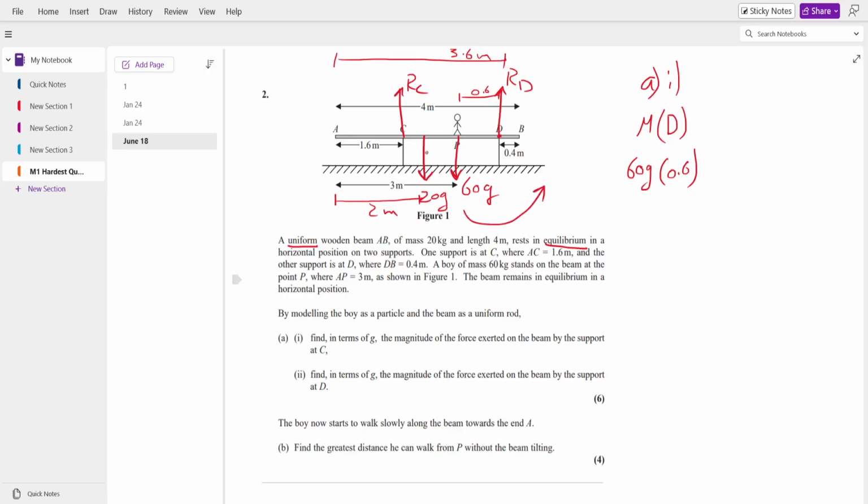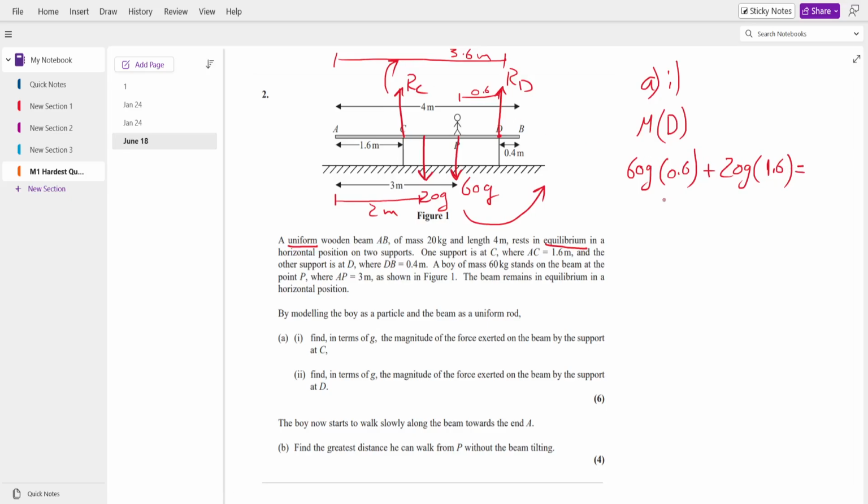The 20G is also going to be in the same direction. So plus, I know that from the weight of the beam to point B is 2 meters, so 2 minus 0.4 gives me a 1.6 meter distance. So it's going to be 20G times 1.6. And then I have an RC. However, it points upwards, so I can see that the moment produced is no longer in the anti-clockwise direction; it's in the opposite direction.